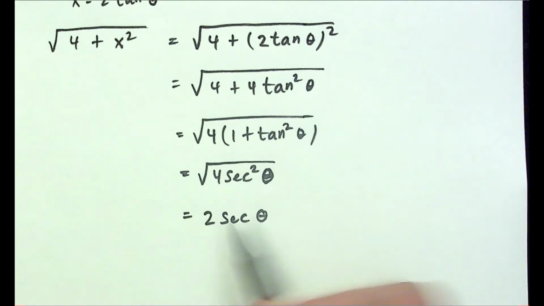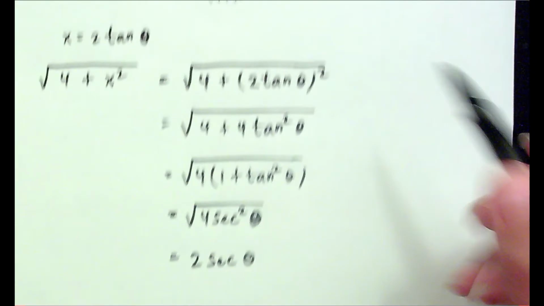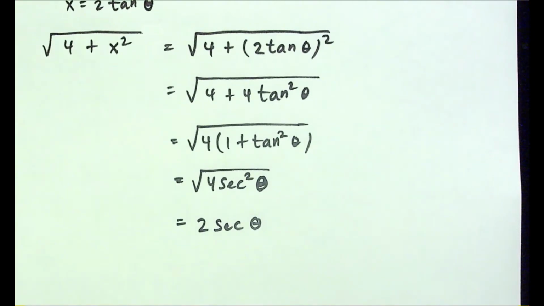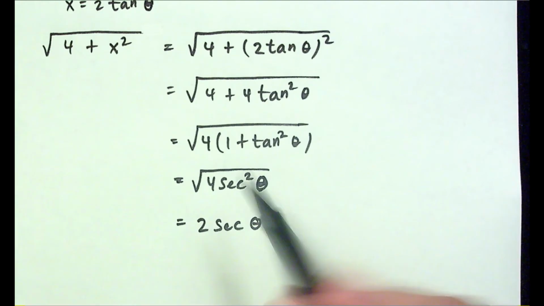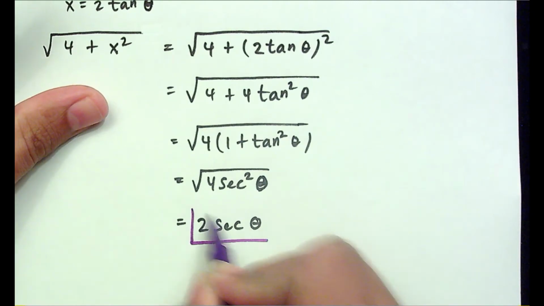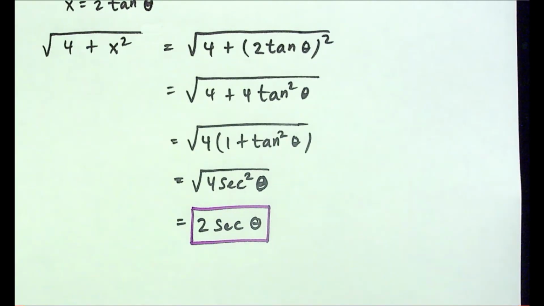Normally, you're supposed to put absolute values, but because they're telling us that theta is in the first quadrant, we know that all the trigonometric functions are positive in the first quadrant, so you don't really need absolute values. And that's it. You see? We're done. That's how it simplifies. Okay, let's do another one.